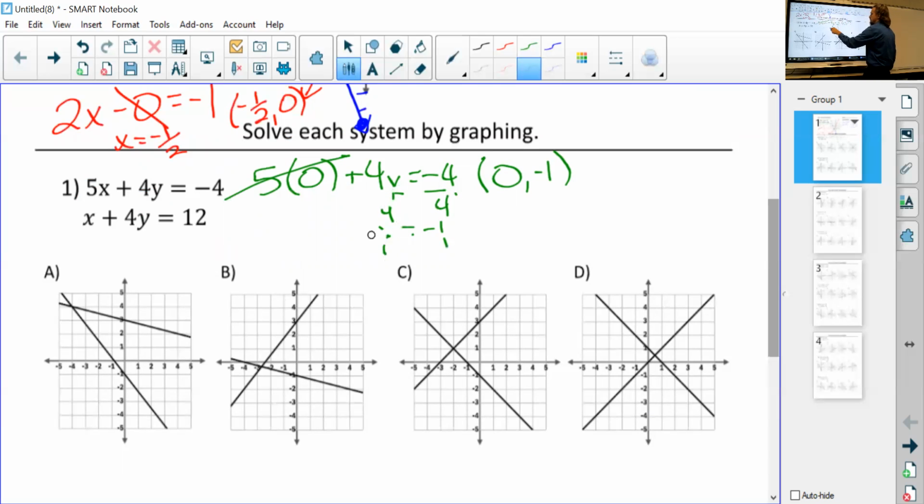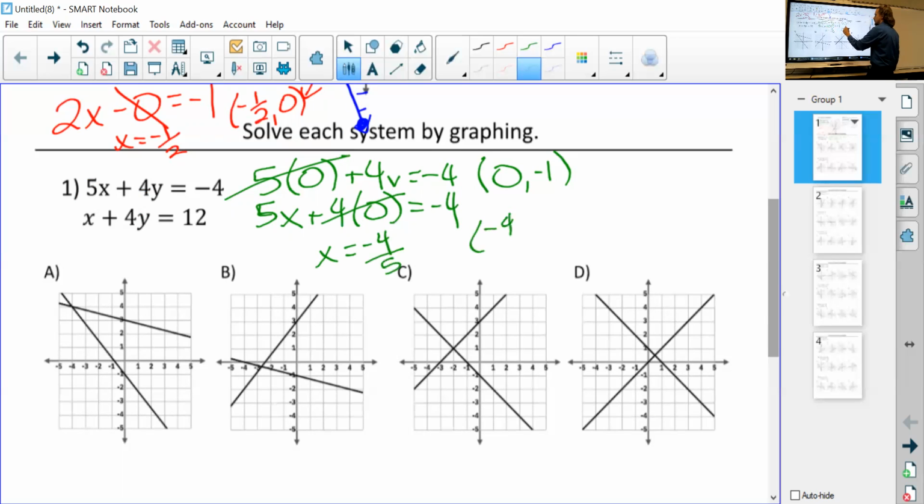Let me erase this so I have more room to work. But our second intercept, we'd have 5 times x plus 4 times 0 equals negative 4. That's going to come out kind of ugly because we have to divide both sides by 5. So x is going to equal negative 4/5. So we have a point at negative 4/5, comma 0. But we don't need exact, we just need close enough.